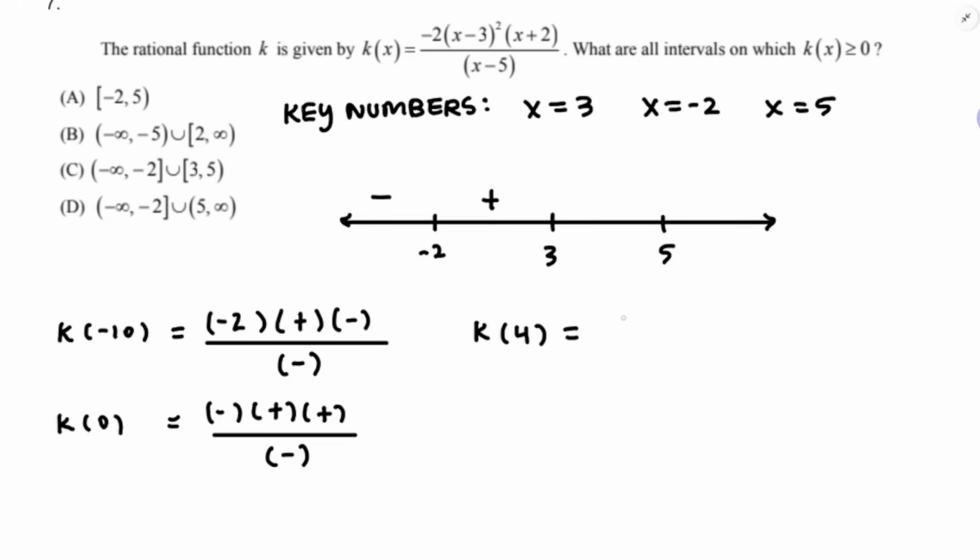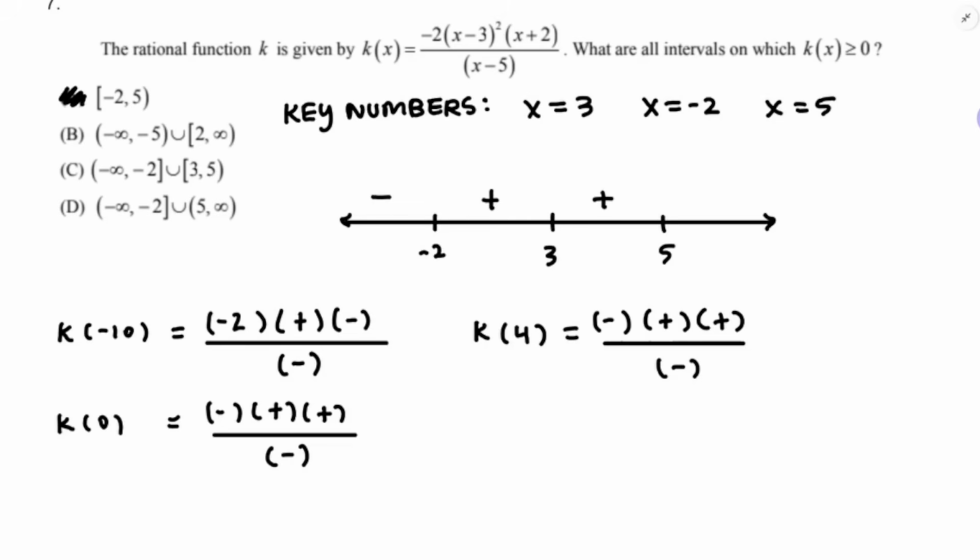That'll equal negative 2 times a squared thing, which is always going to be positive. 4 plus 2 is positive, and 4 minus 5 is negative. Yeah, it's going to stay positive. Okay, and then continuing beyond that, negative 2 to 5. Okay, I think A is the only one that has that option.